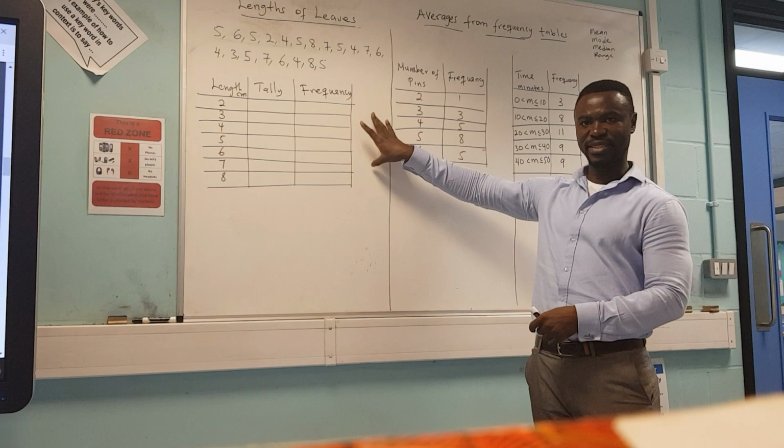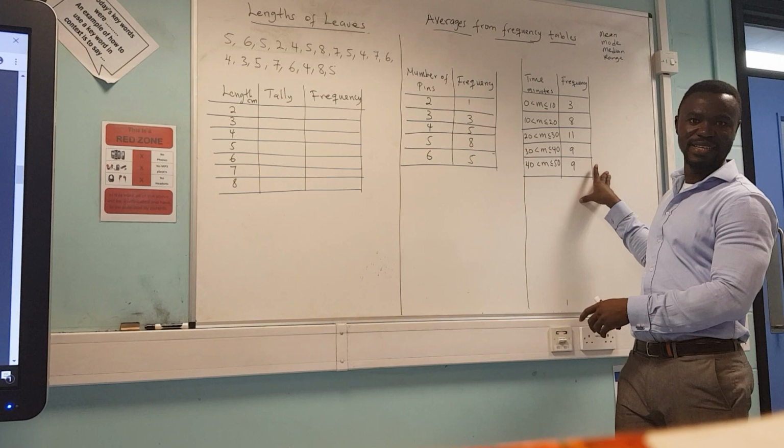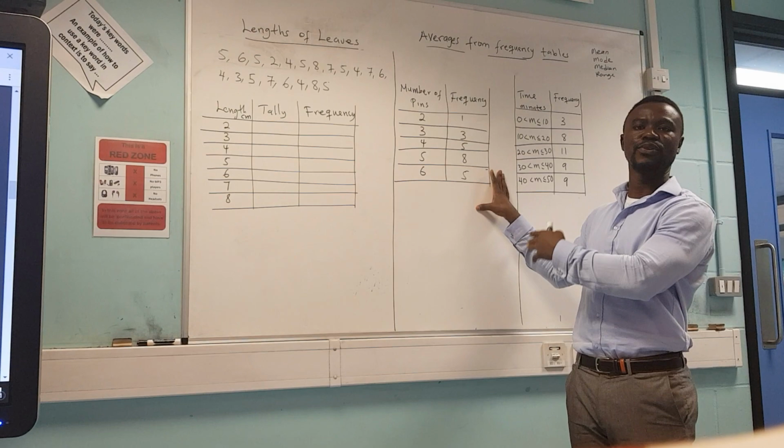Okay, this part we call the grouped data, so frequency table for grouped data. This is not grouped data, so this is your table for discrete data, like this one.